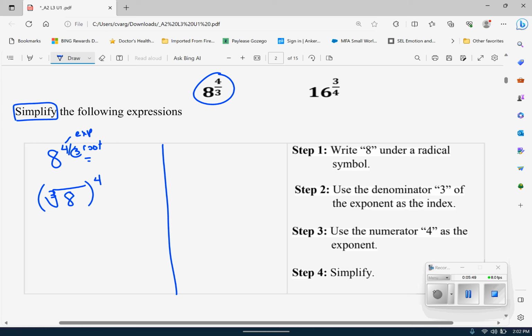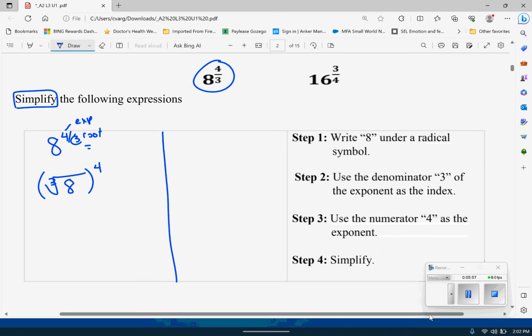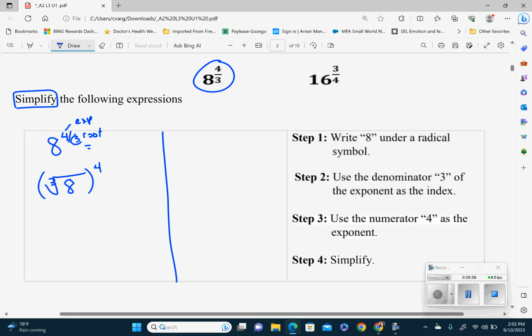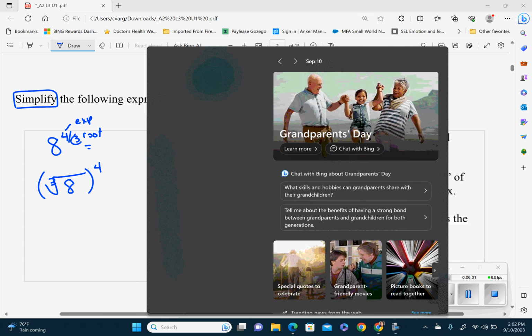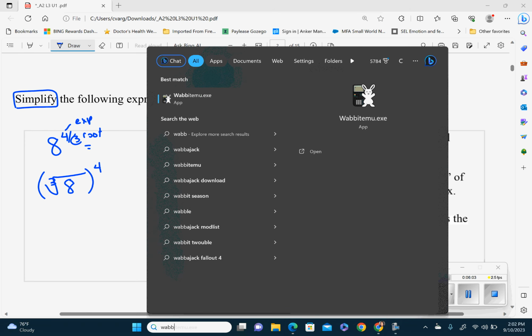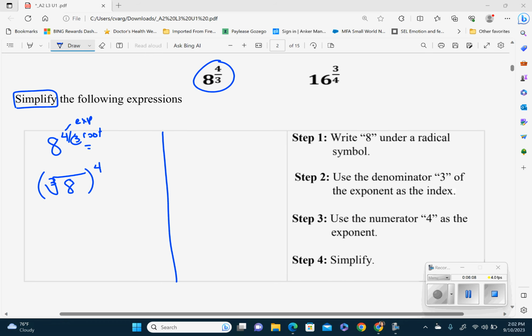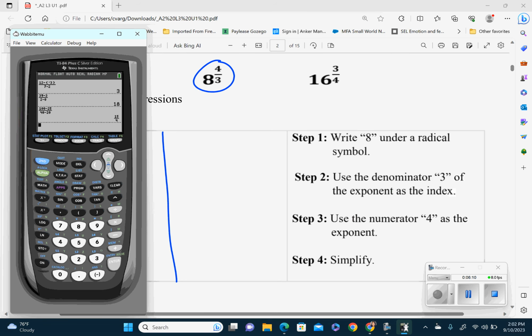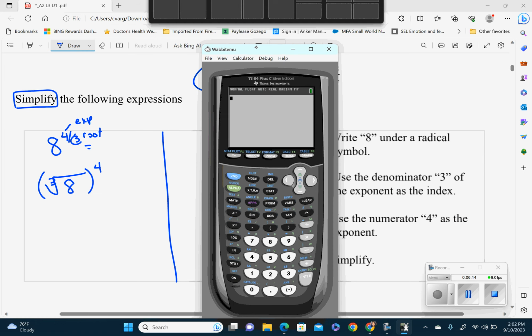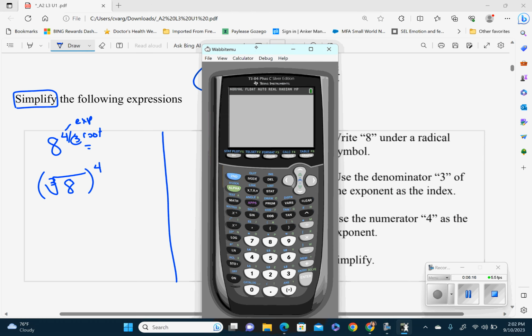If I were to simplify this, the cube root of 8, and again, this is in the calculator. If you're wondering where that is in the calculator, let me just show you real quick. My calculator is called Wabbit, it's like rabbit with a W. As you can tell, I'm probably just stalling. Let me clear this. Where is the cube root, how to get that little 3 there?